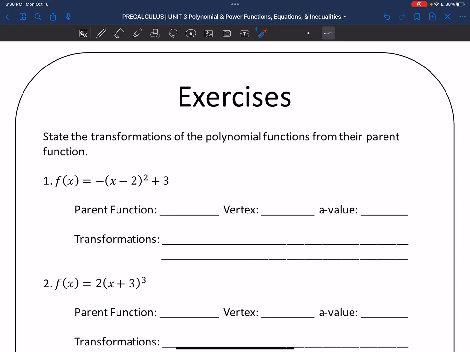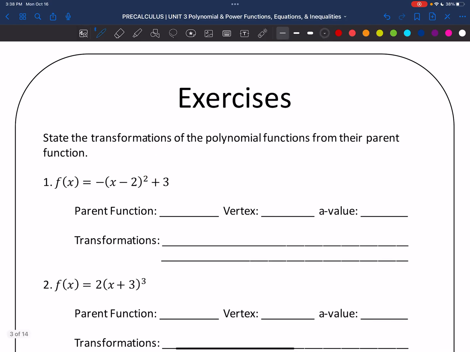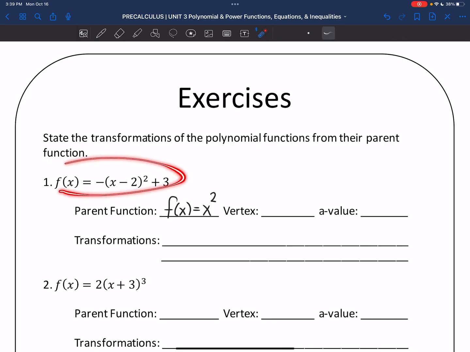Its power is 2. So what do we call a polynomial function whose power is 2? That is a quadratic function, and the most basic is just x squared. That's the most basic quadratic function. It's the parent function for this function that has been transformed a couple of ways.